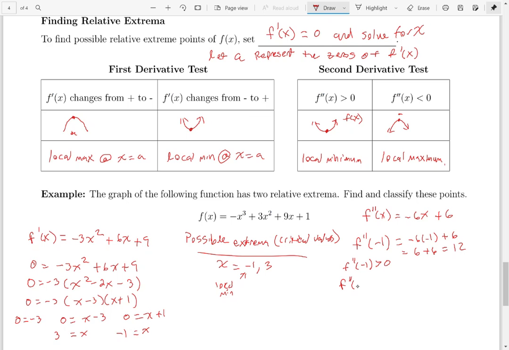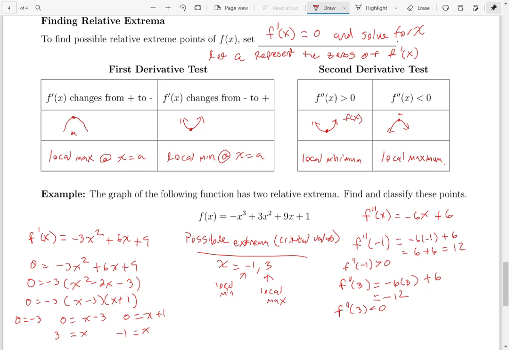Then let's check the other. f double prime of 3. f double prime of 3 is negative 6 times 3 plus 6. But negative 6 times 3 plus 6 is going to give me negative 12. And so because f double prime of 3 is negative, I know that at the x value 3, the function's going to have a concave down situation, right? And so then I can guarantee that 3 here is a local max.